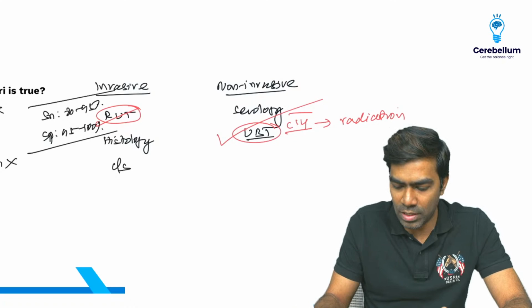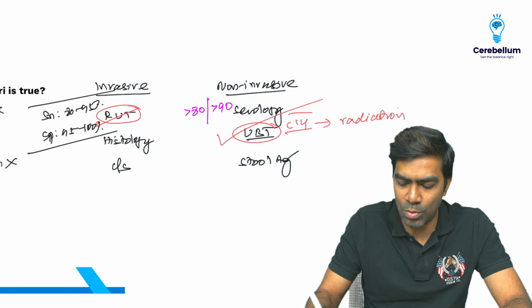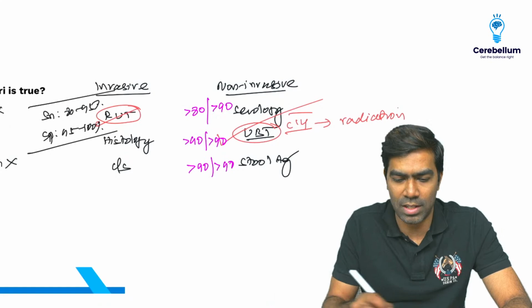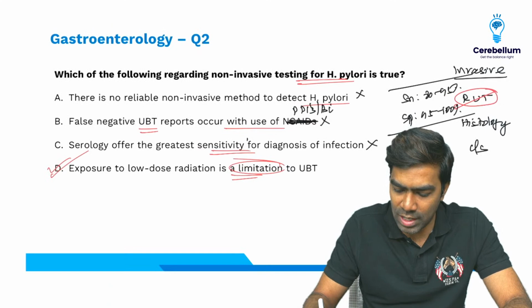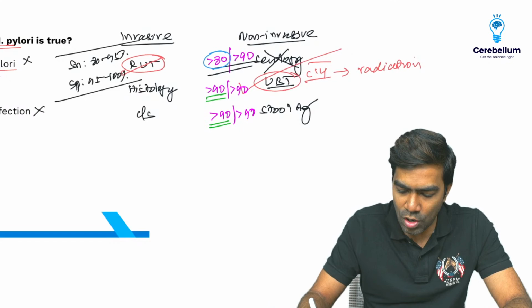So what are the sensitivities and specificities? Serology has a sensitivity of more than 80% and a specificity of more than 90%. Urea breath test has a sensitivity of more than 90 and specificity of more than 90 as well. And stool antigen test also has a sensitivity of more than 90 and specificity of more than 90. That's exactly what is given in Harrison. So what they have mentioned is that serology offers the greatest sensitivity for diagnosis of infection. That option is wrong, because serology in fact has very poor sensitivity compared to any other testing. You can see that the sensitivity of all the other tests is actually quite high compared to that of serology.